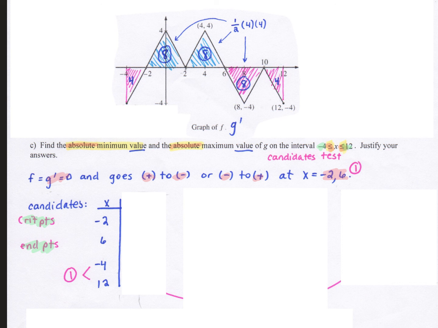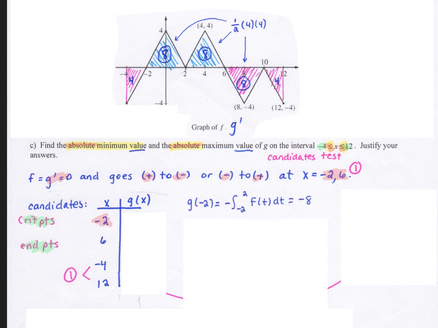What's going to determine which of these is the absolute is its value on the graph of g. So if I'm looking for max and min on g, then I need to find g of each of these values. So I'm going to take each of these x values one at a time and plug it into my function g. The x is the upper limit, so that's where I'm going to put the x value. So to find g of -2, I just replace the upper limit with a -2.